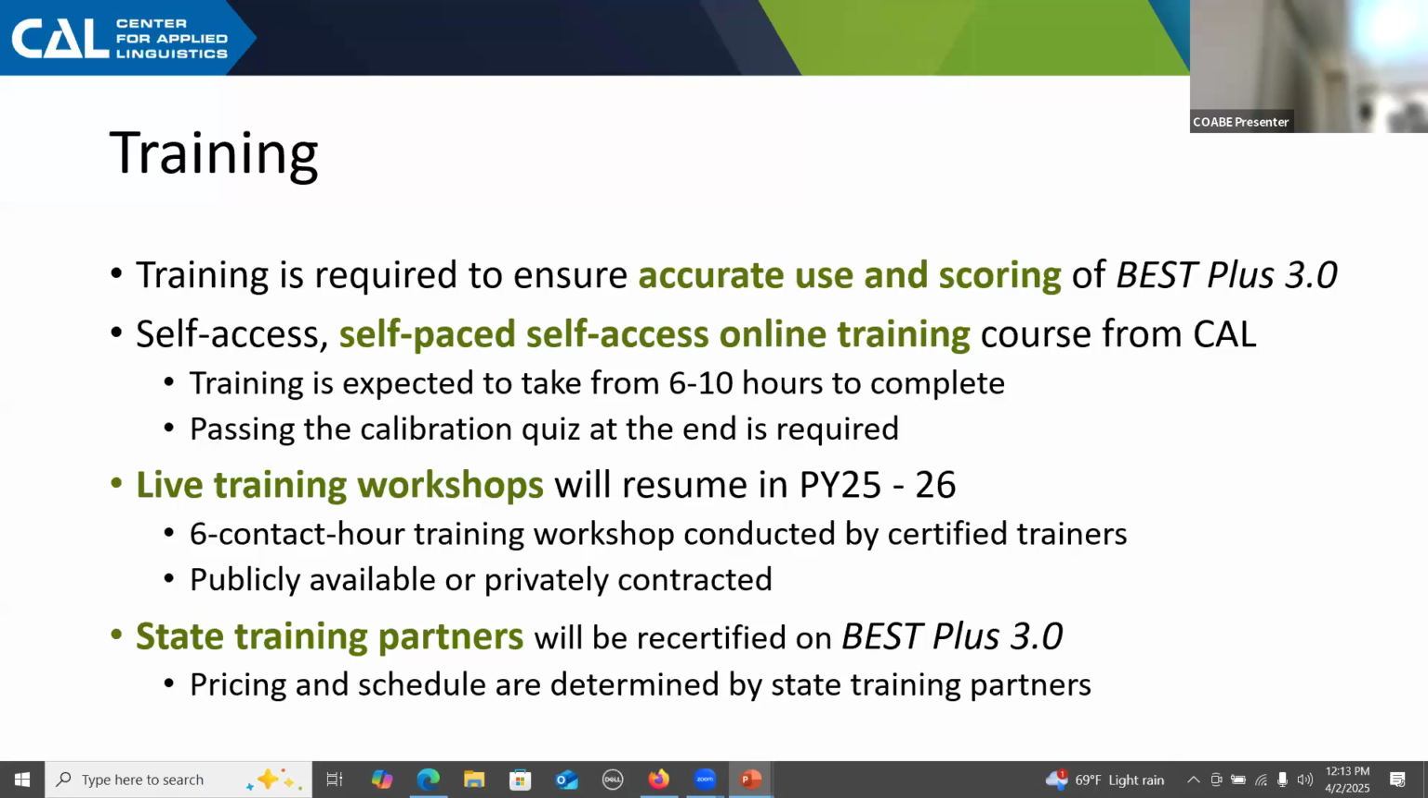No, you cannot pre-test with one version and post-test with another version. That's not allowed because they're technically considered different tests. They're like apples and oranges. So if you pre-test with Best Plus 2.0, you have to post-test with Best Plus 2.0. Not after June 30th.